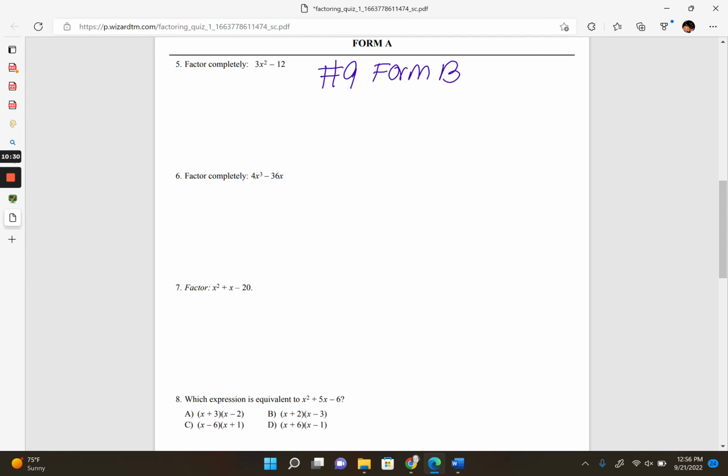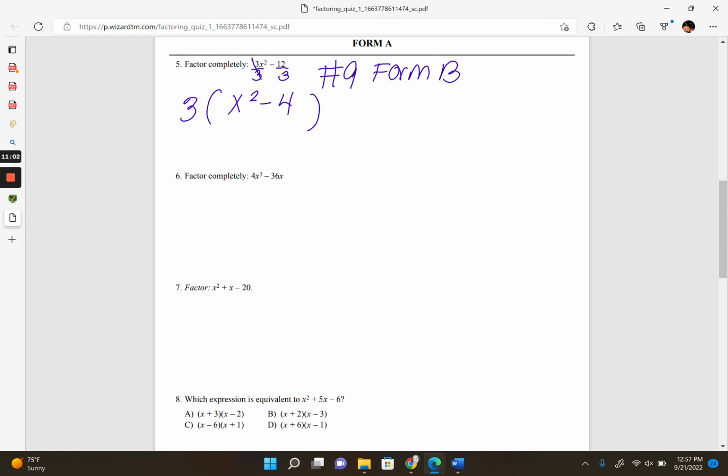Okay, so it's number 9 on Form B. Number 9 on Form B. Okay, so here we go. What's the first step in factoring, girls? GCF. Take out the 3. GCF of 3 and 12 is 3. Okay. Divide out by 3. Okay, so let me take a drink of water. Hold on. Okay. So now divide, and you're left with x squared minus 4.